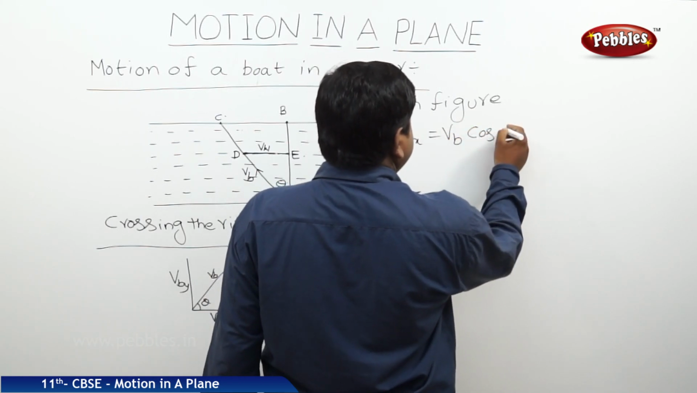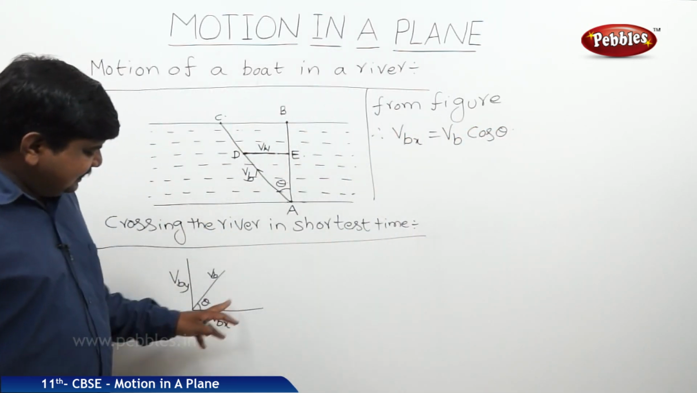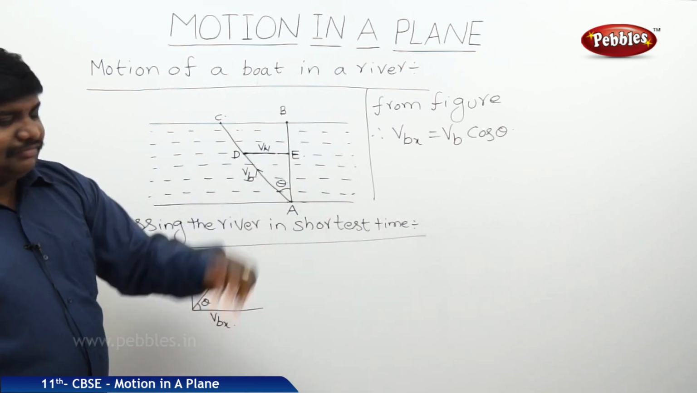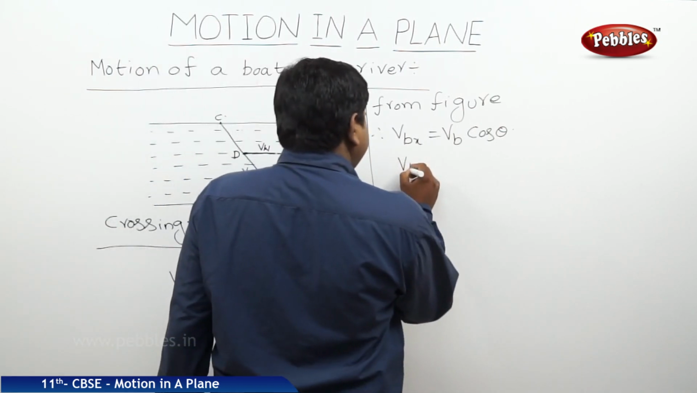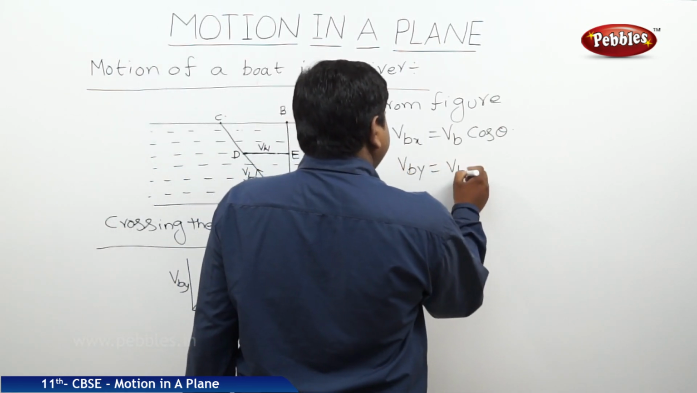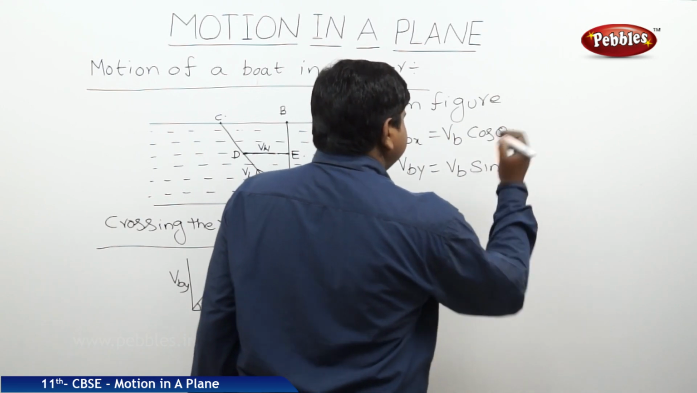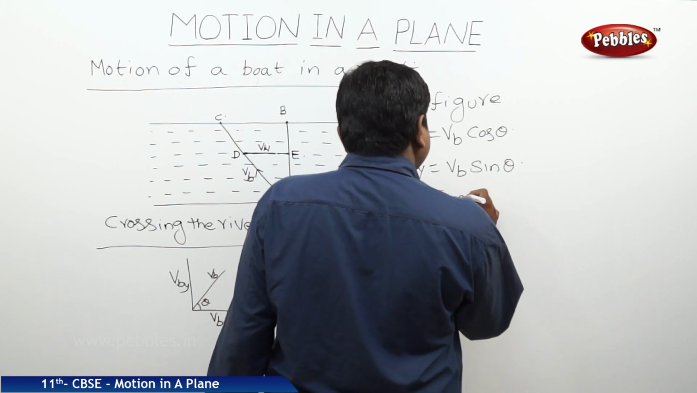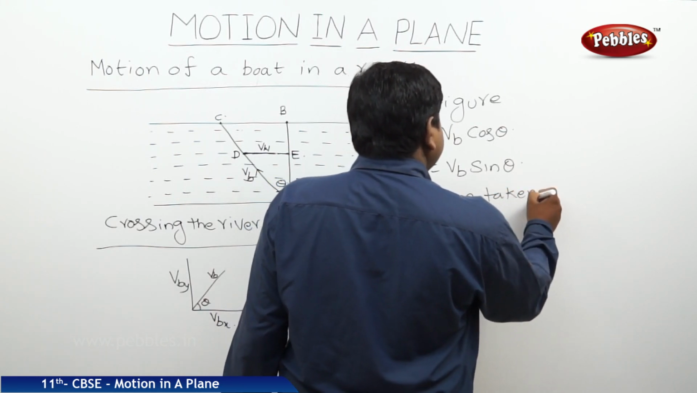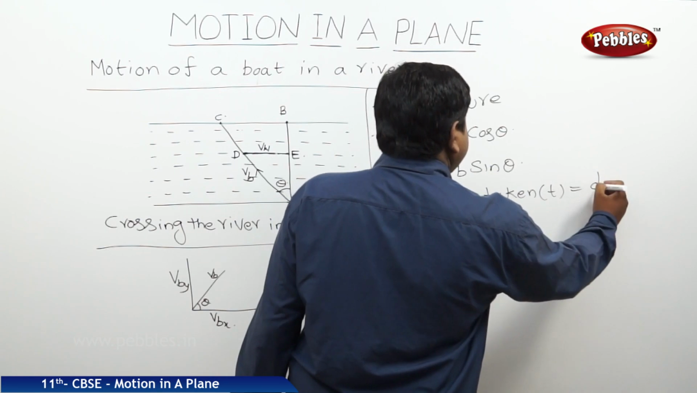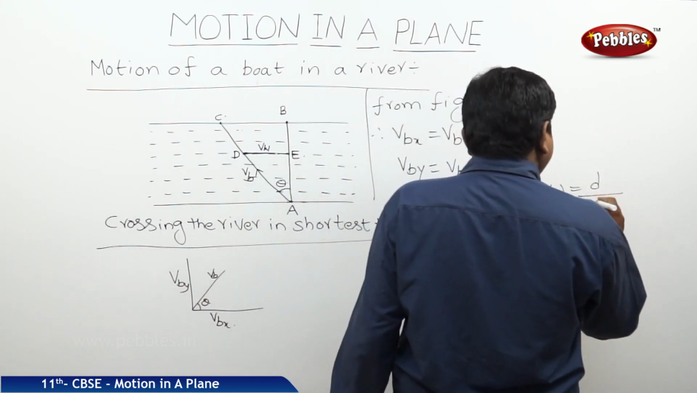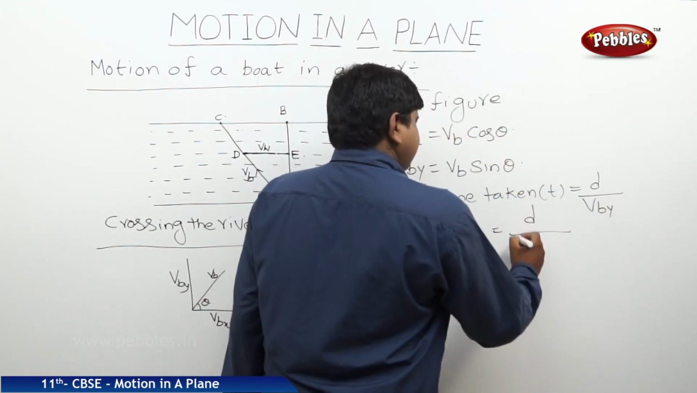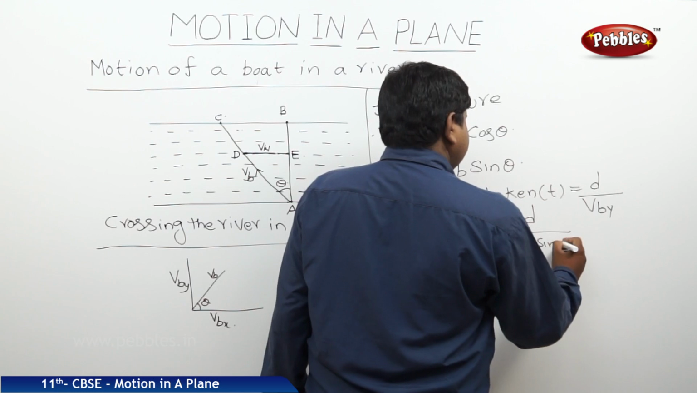Why is it cos? Because x is similar to the adjacent side of the angle made by it. So that's why it is Vb cos theta. Next, Vby is equal to Vb sin theta. The time taken t is equal to d by Vby. Therefore, it is d by Vb sin theta.